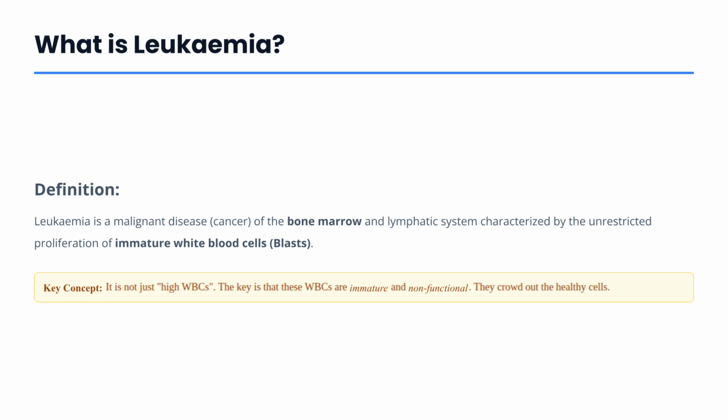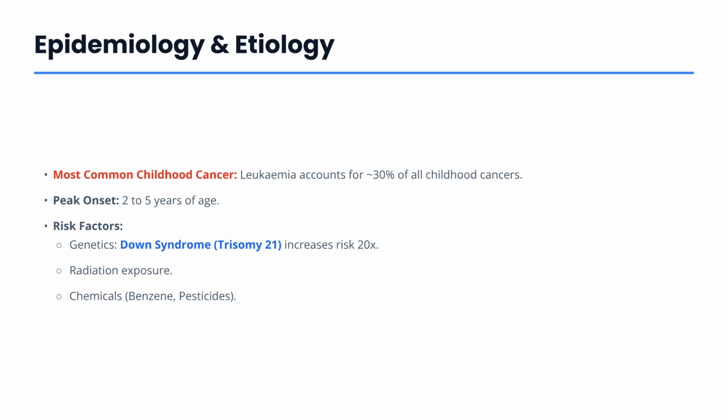It is characterized by the unrestricted proliferation of immature and non-functional white blood cells, also known as blasts. These cells crowd out the healthy cells. Leukemia is the most common childhood cancer, accounting for about 30% of all cases, with a peak onset between 2 and 5 years of age.